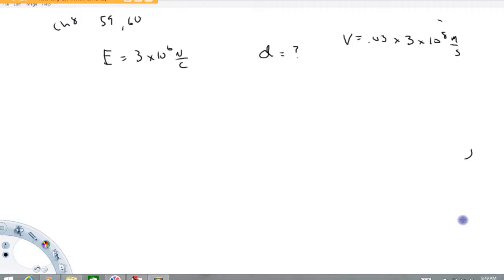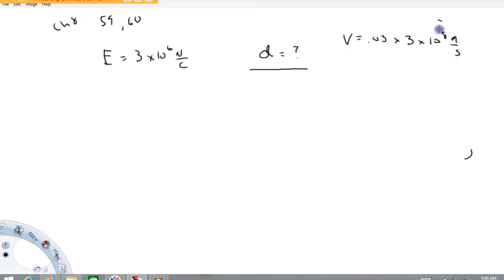I'm making this video here to help you out with numbers 59 and 60 in Chapter 8 in your OER textbook here. So, alright, it says something about an electric field in air of about 3 million Newton per Coulomb. It asks how far must a proton move until its velocity is 3% the speed of light.